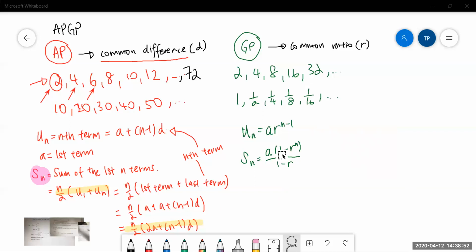So we can find the sum from here. But be very careful: the n is always at the top. Can you see this power? The power is always the one at the top, because a lot of people always get confused.